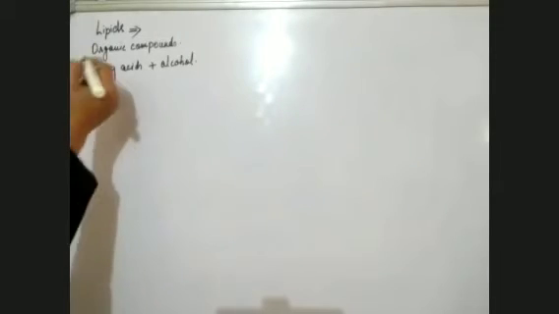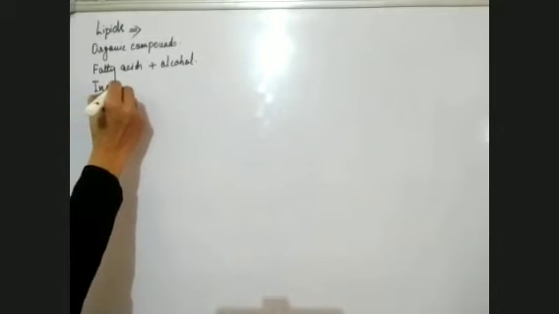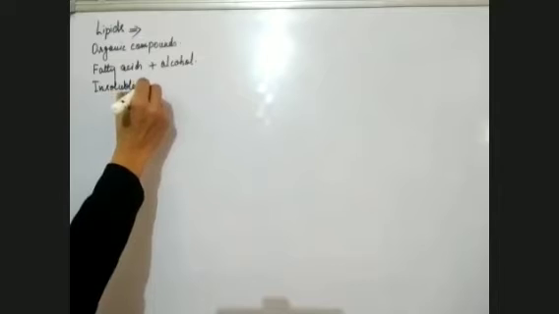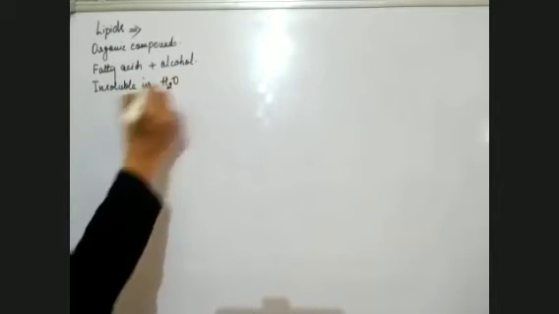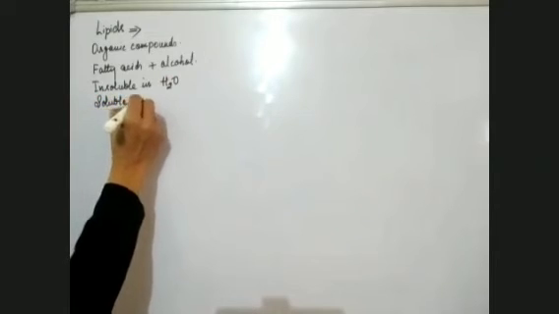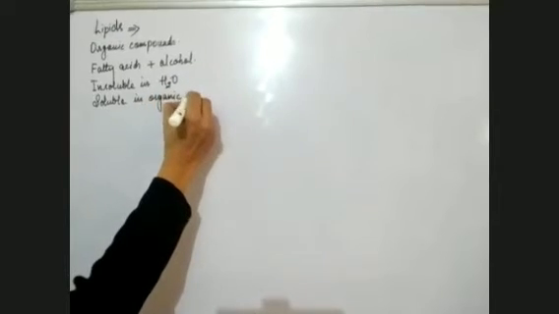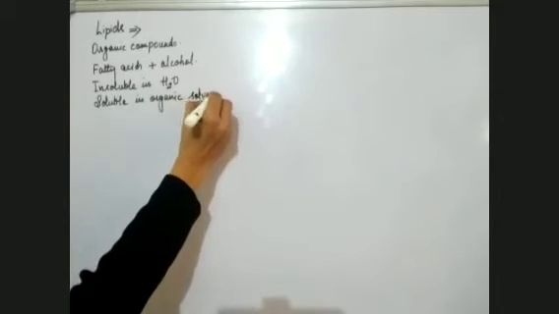Another characteristic feature is they are insoluble in water. Another characteristic feature is they are soluble in organic solvents. So this is their characteristic feature. They are organic compounds, composed of fatty acids and alcohols. They are insoluble in water and soluble in organic solvents.